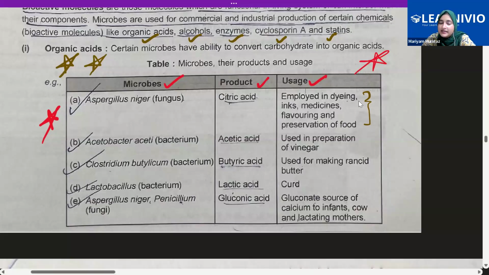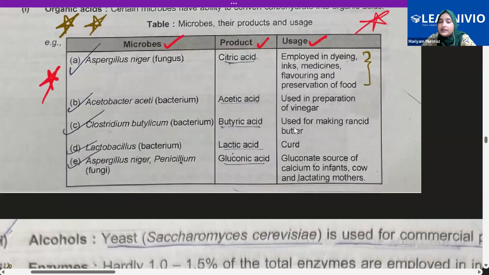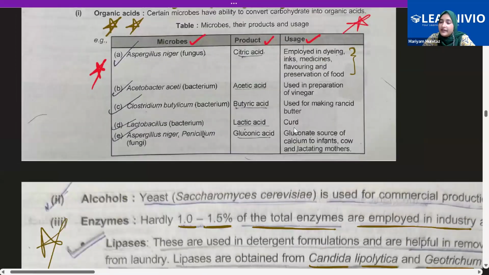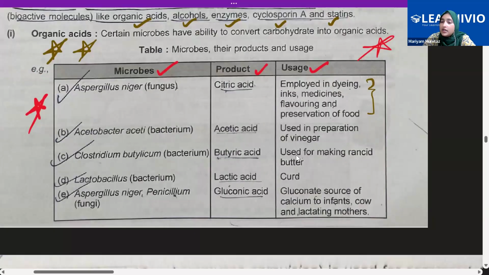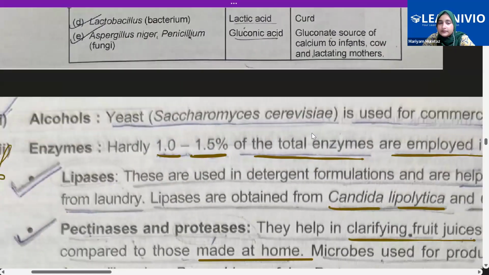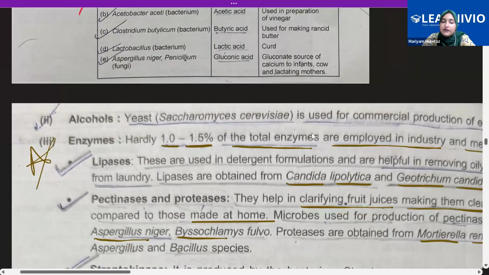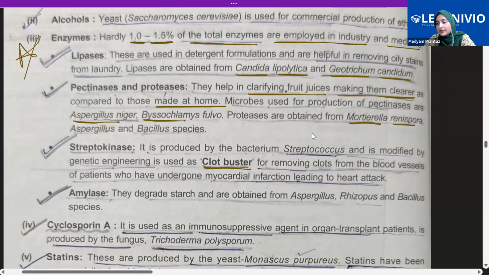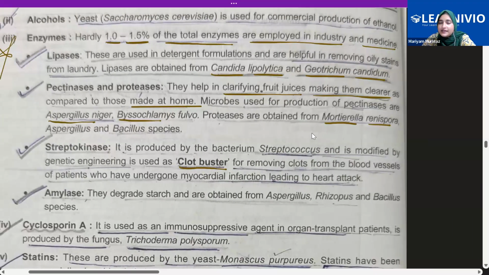And lastly, the Penicillium. So that is gluconic acid, which acts like a great calcium source for lactating mothers or infants and even cows. Clear? So these are the various microorganisms, the products they produce, and the use of those products. Then, apart from the bioactive molecules, we have the enzymes that are produced by the microorganisms. So the first enzyme is lipase.